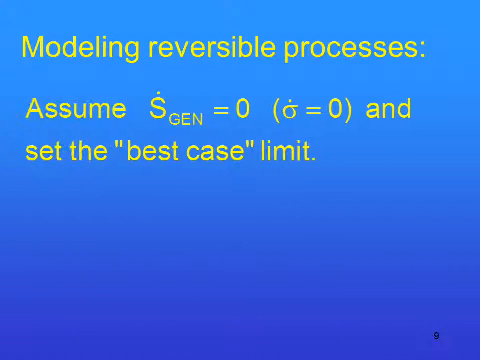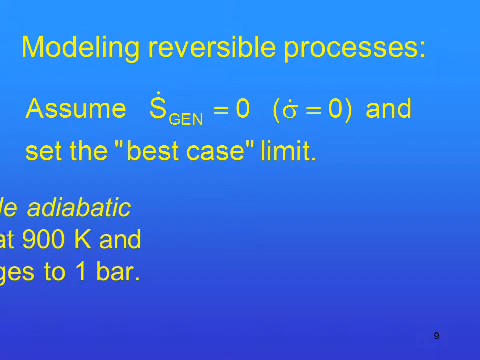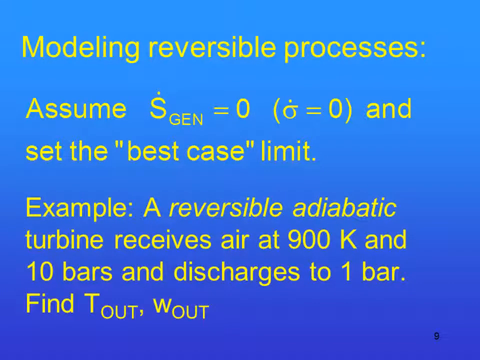Now, for modeling reversible processes, what do we know about reversible processes? That S generated is equal to 0. Sometimes that's called sigma dot. I call it S generated with a dot over it, being per time. This sets the best case situation. So a reversible process is always the best you can do. You never quite reach it, but it's the best case we could do. So when you hear the word maximum or minimum, you're thinking S generated is approaching 0.